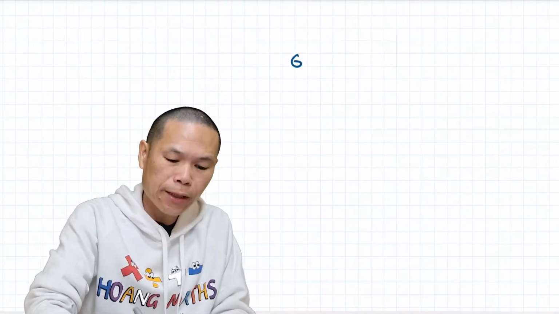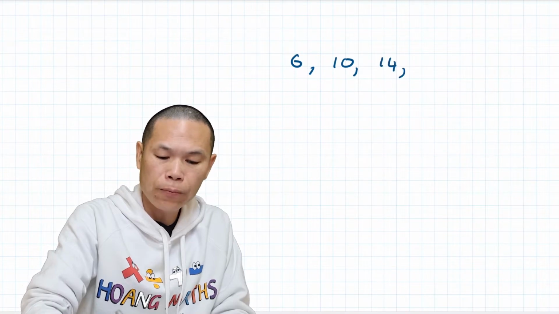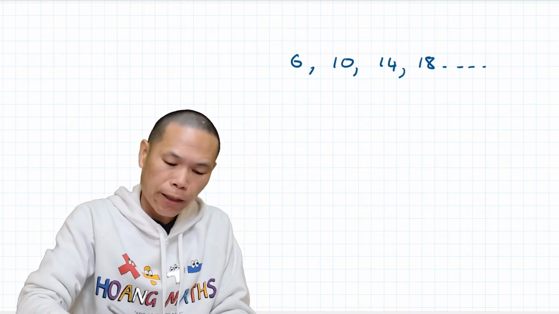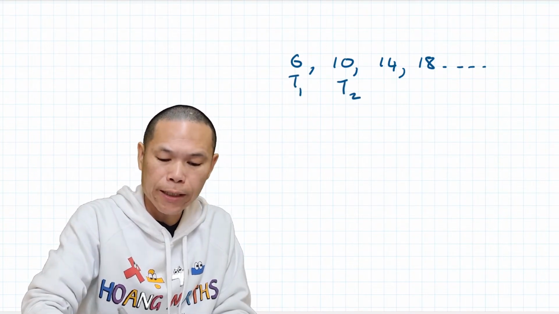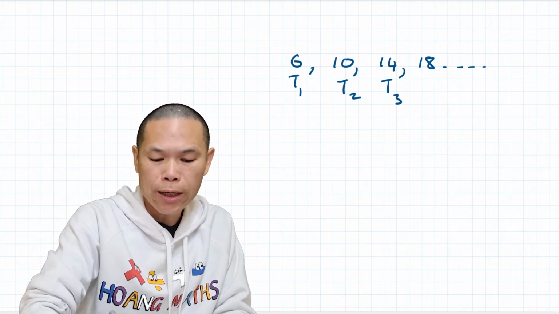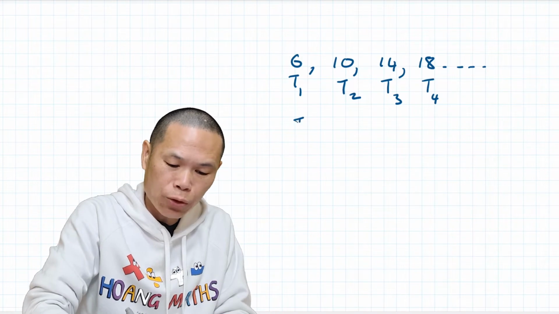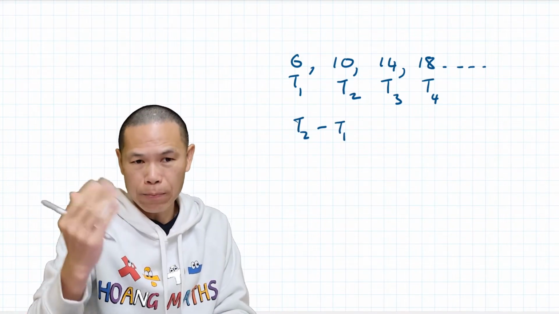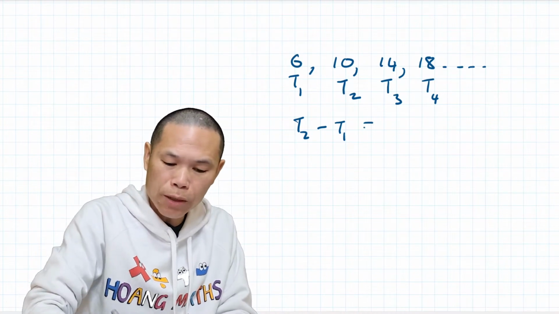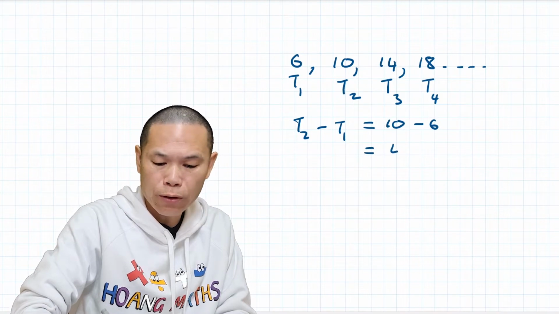Let's say we have 6 and then 10 and 14 and 18 and so on. So 6 is the first term, and this is the second term. This is term 3 and term 4 and so on. So if we have term 2 minus term 1, that is the second term minus the first term, that will give me 10 minus 6. That is equal to 4.